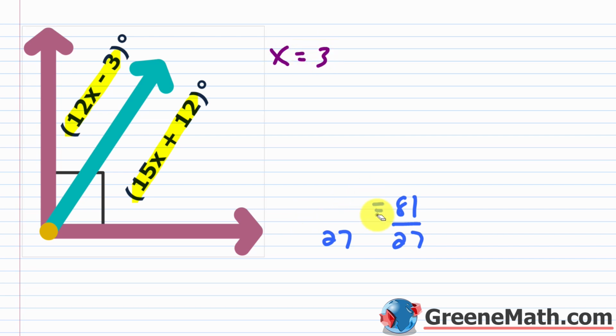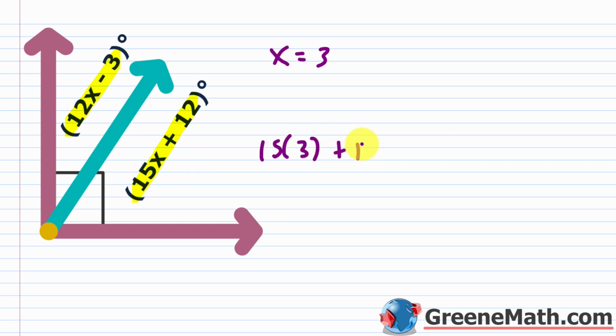So we're not done. We need to find the measure of each angle here. And x equals 3 just tells you what you need to plug in. So don't stop there. So we would have 15 times this 3 plus 12. So 15 times 3 is 45. 45 plus 12 is 57. So the measure here that you're looking for is 57 degrees.